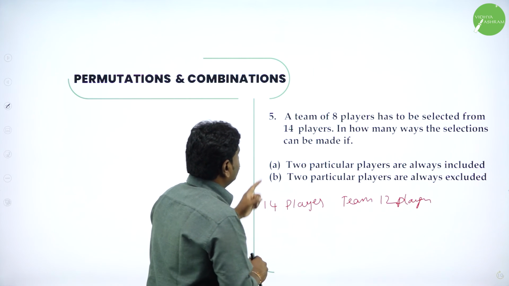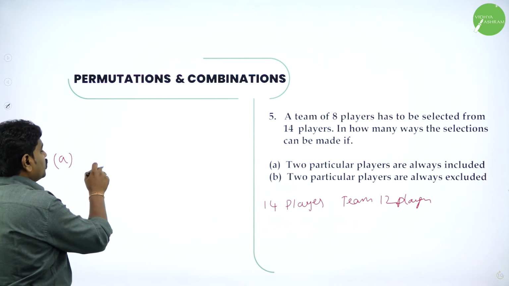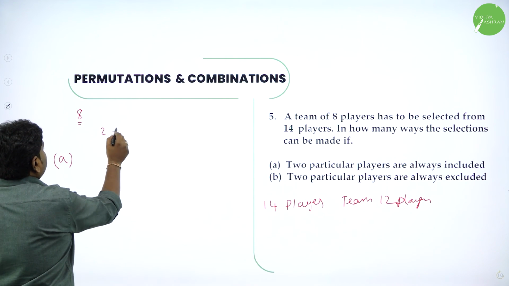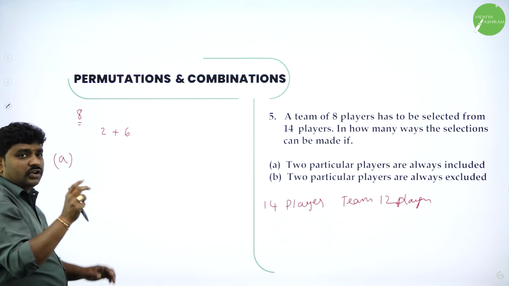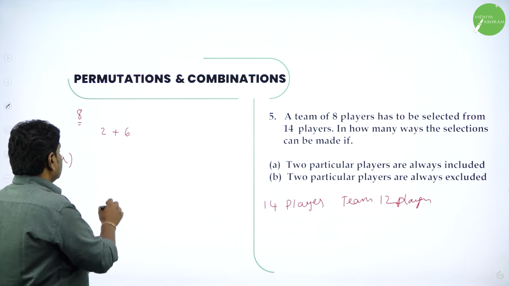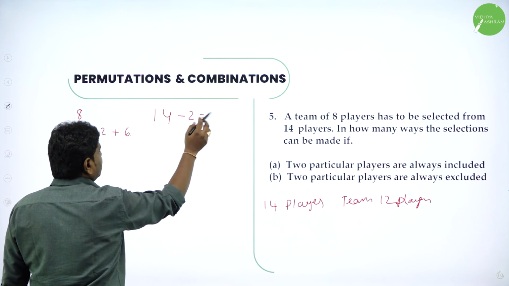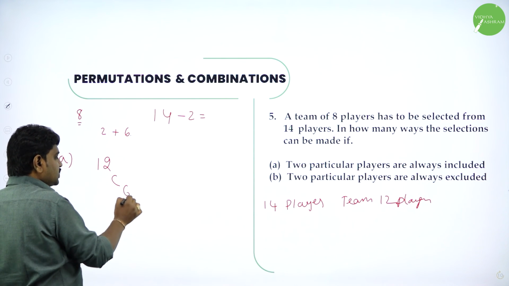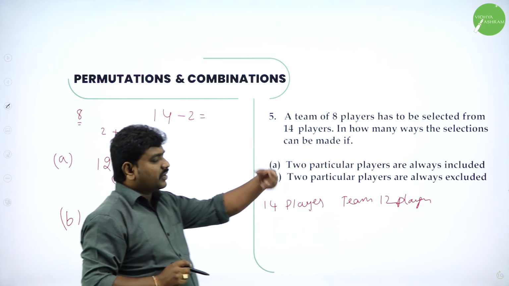So now I have to select 8 players. In that, 2 you should always include. In 8 players, if I always include 2, I have the chance to select only 6. Out of 14 I'll remove 2 people, since 2 people are already included. So remaining I have 12. In 12 I should select only 6. 12C6. That's it.